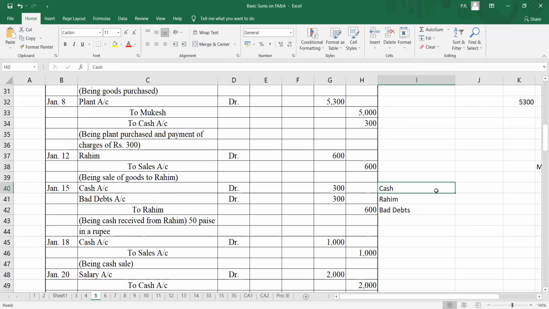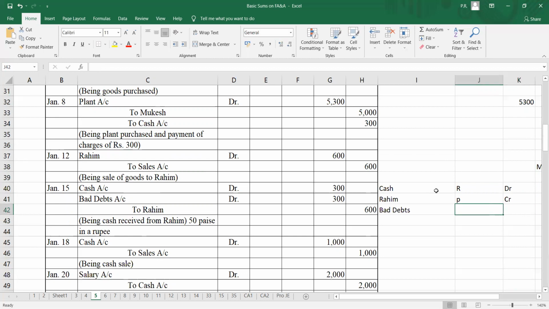Bad debts. Now what is cash? In this case we are receiving cash, so we say cash is the real account. Debit what comes in. So here it's coming in, I'll say debit. Rahim is the receiver of benefit, giver of benefit. Debit the receiver, credit the giver. He is the giver of benefit. He is giving us money. So his personal account, credit the giver of benefit.